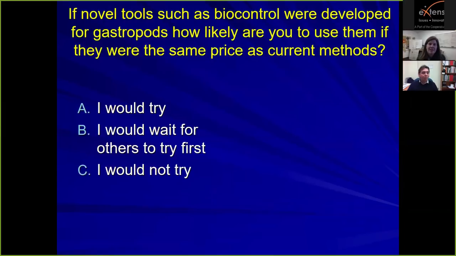Okay, three more questions for you guys, and then I'm going to wrap it up. This first one here, I'd like to know if novel tools such as biocontrol were developed for gastropods, how likely are you to use them if they were the same price as current methods? So if you would try, you would select the first option. If you would wait for others to try first, you would select the second option. And if you would not try, then you would select the third option. Okay, just another 5 seconds.